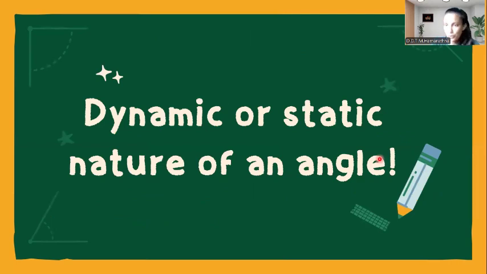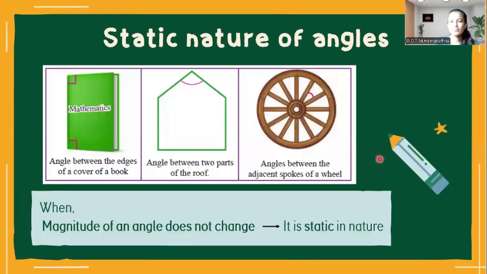Here we are going to talk about the dynamic or static nature of an angle. What is the static nature? What is the meaning of static? Static means it is not changing. It is somewhat stable. The meaning of static is stable and not changing. The word static gives the idea of stability.